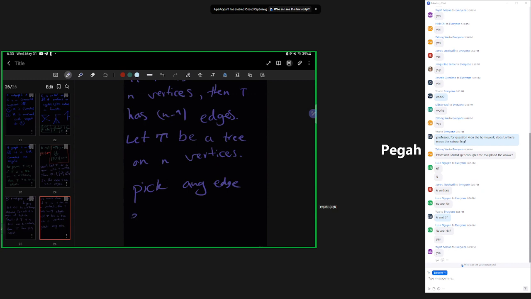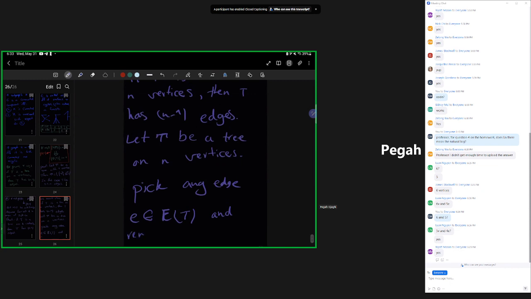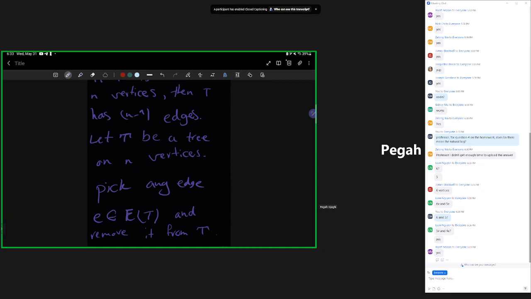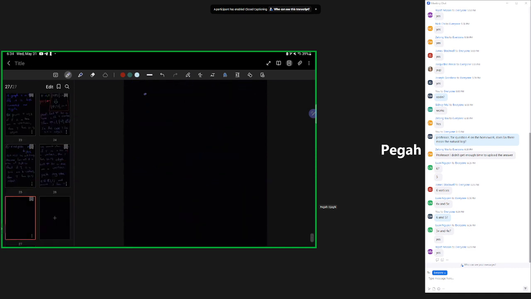If I consider this one, E, which is in the edges of that tree, and remove it. Okay, let's do something. Let's consider that I have a tree, and I'm just going to remove one of the edges, for example.